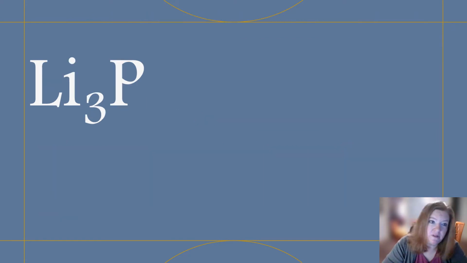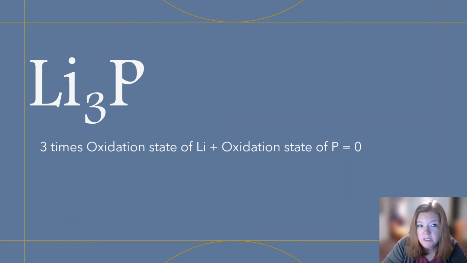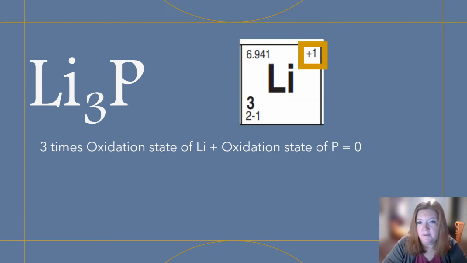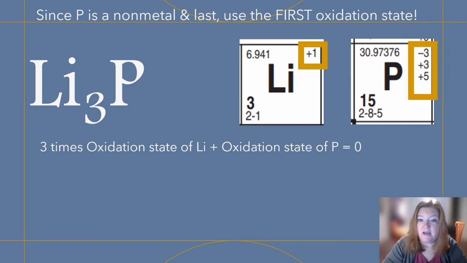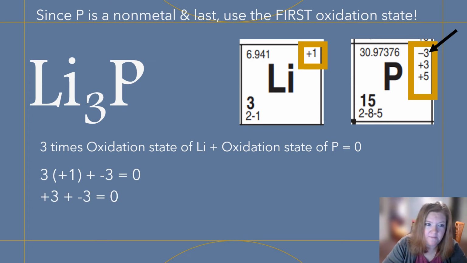All right, what about for this one? Well, 3 times the oxidation state of lithium plus the oxidation state of phosphorus equals 0. Look up lithium, look up phosphorus. But since phosphorus is a nonmetal and it's the last thing in the formula, use the first oxidation state. So 3 times a plus 1 plus a negative 3. You get plus 3 plus negative 3, which, yes, is 0.